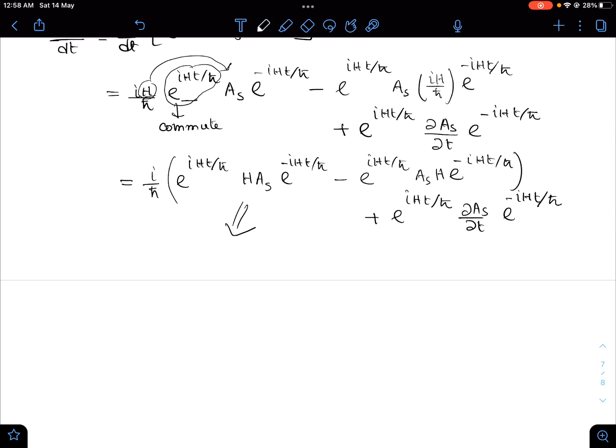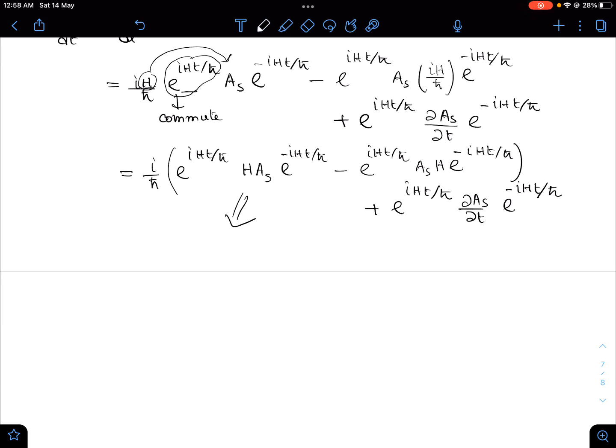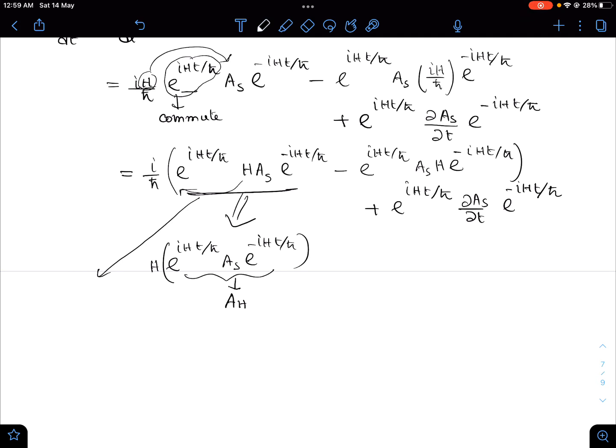Now, if you look carefully at this expression, we can write this as e to the power iHt by h cut, and so h we can put this side. So this e to the power iHt by h cut A e to the power minus iHt by h cut, that is basically our AH. So this expression is giving us HAH. And similarly we have to evaluate this.